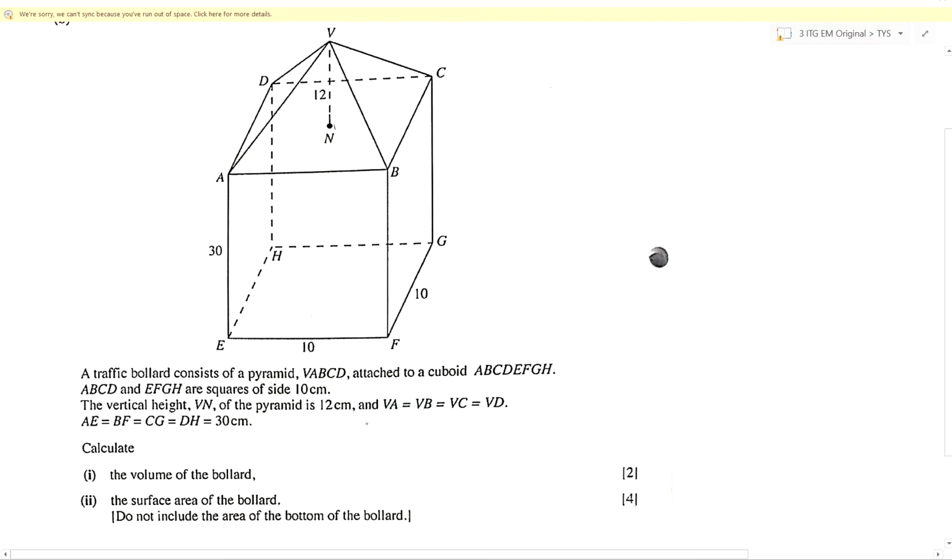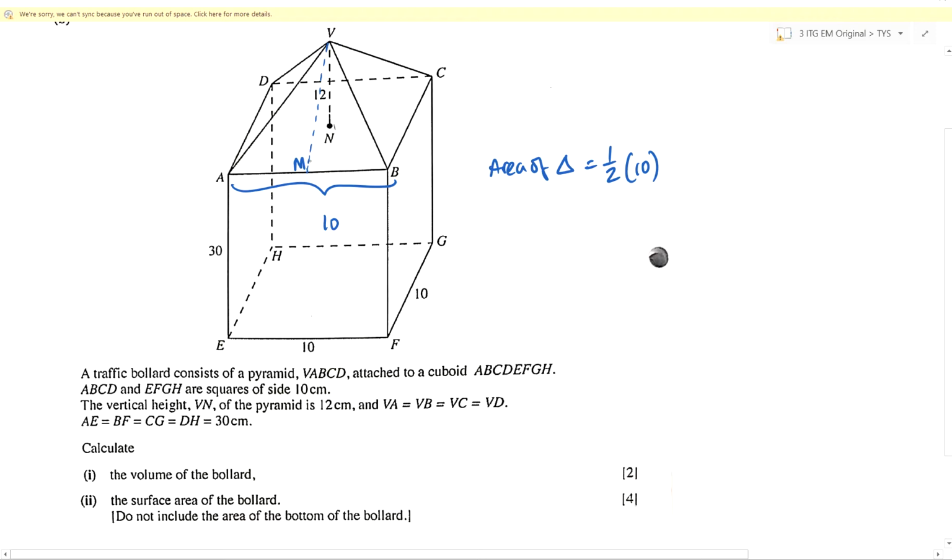Find the surface area. I'm sure you also can do that, but in order to do so, we need the area of one of these triangles, then we have to multiply it by 4. The area of a triangle is half times the base AB, which is 10, times the perpendicular height. The perpendicular height is shown here. Let's call this point M, from V to M.